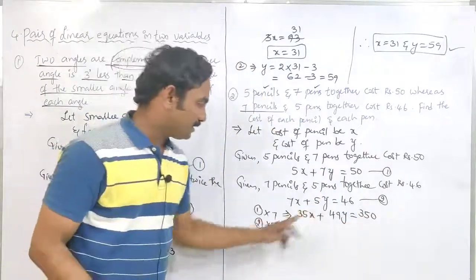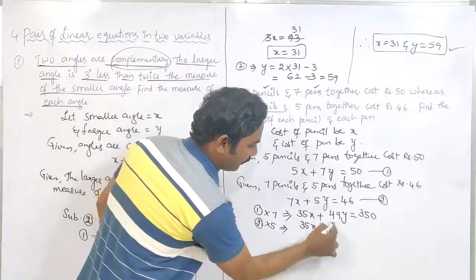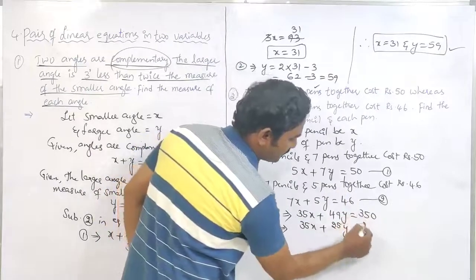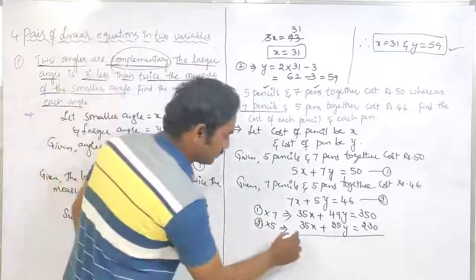Now the second equation into 5. 5 7s are 35, 5 5s are 25, 46 5s are 230. 46 into 5. Subtraction.